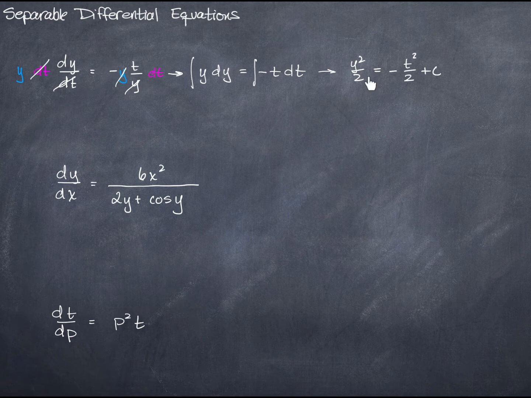Remember that I technically have a constant here and a constant here because I'm integrating here with respect to y and here with respect to t. But algebraically, I can just add this constant to both sides, so I can combine them. Multiplying both sides by 2, I get y squared equals negative t squared plus 2c. 2c is just a constant, right? c is a constant, 2 times that is another constant. Take the square root of both sides. y equals the square root of negative t squared plus c. There's my general solution to this differential equation.